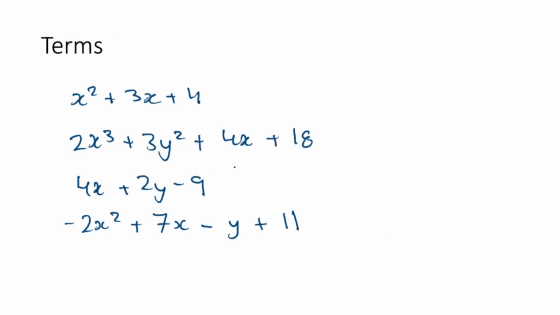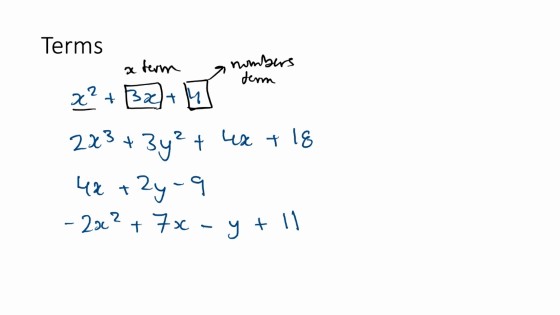Now terms. So here you have three terms: the x squared term, the 3x term, and the numbers term. This is called the numbers term. This is called the x term, and this is called the x squared term. These are all three different terms.